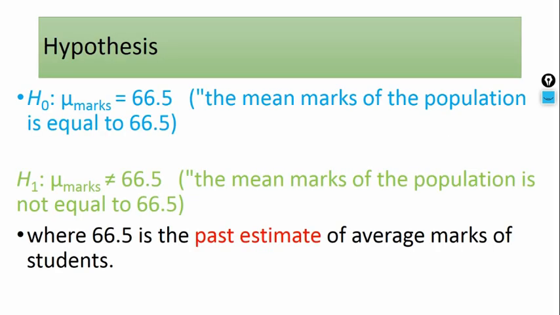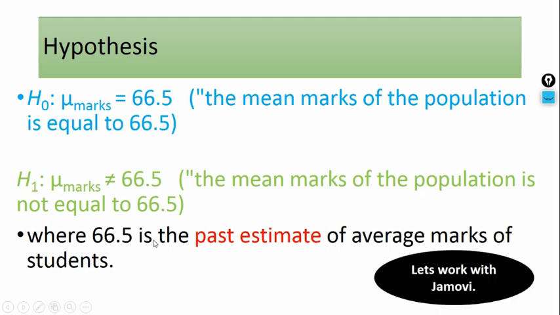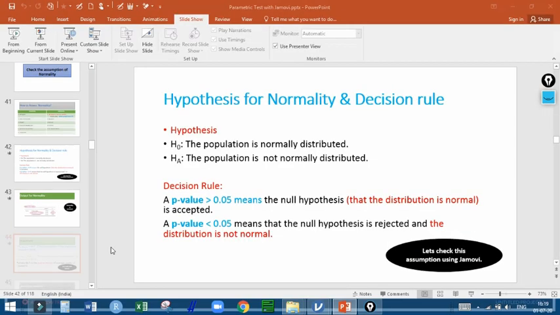We would like to check the mean marks of the population. I would like to compare the mean marks of the population with 66.5. This is my hypothesis: mu marks, the mean marks of the population, is 66.5. This is my alternative hypothesis, and 66.5 is my hypothesized mean. Let's work in Jamovi. Now friends, note down that our hypothesized mean is 66.5 because we have to use this value.